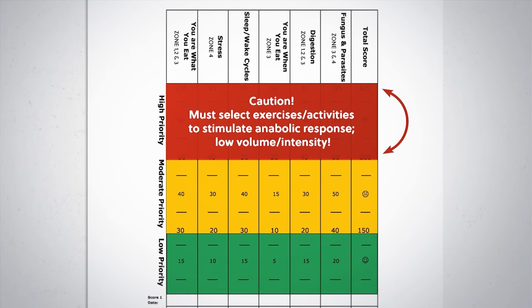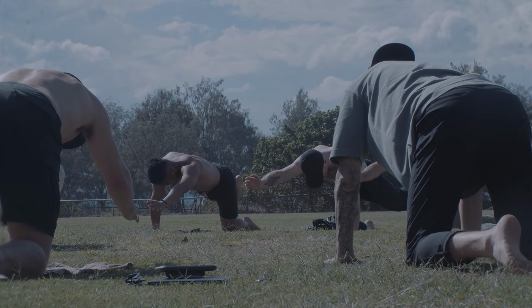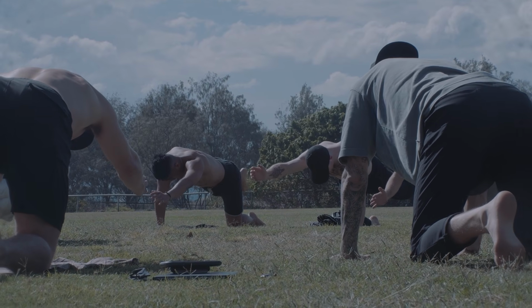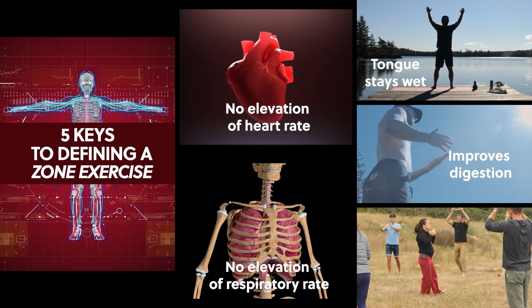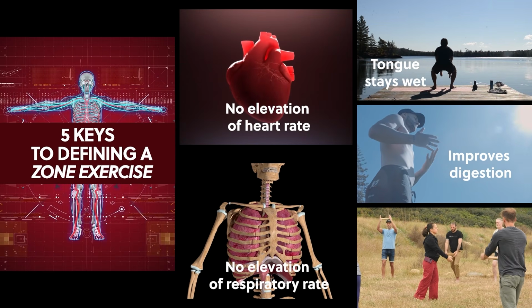If your score is 260 to 634, which unfortunately about 95% of the people that take these tests are, you need to take caution. Work in. In my book, I show you how to work in. I give you several different types for the different zones. And that means doing exercises that do not elevate your heart rate, do not elevate your respiratory rate, and that keep your tongue moist. If your tongue dries out, that means you're going sympathetic.